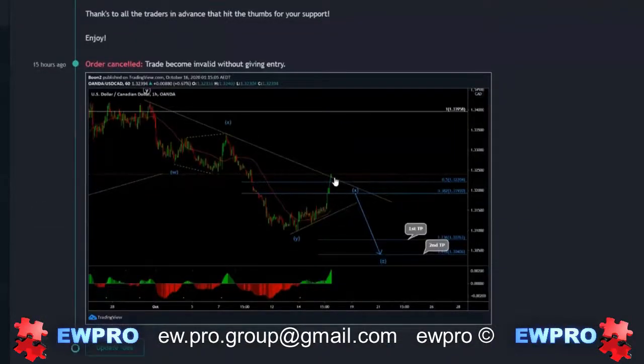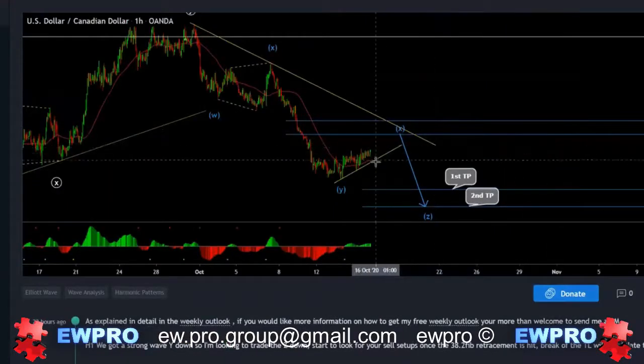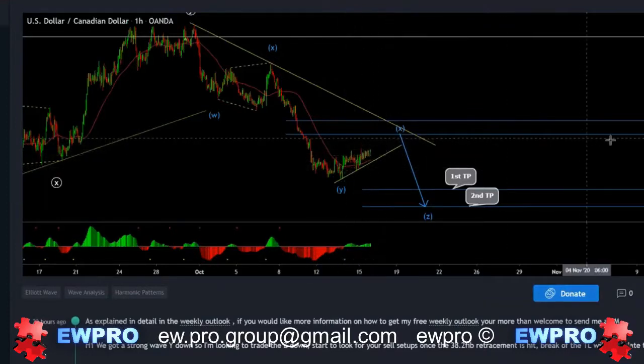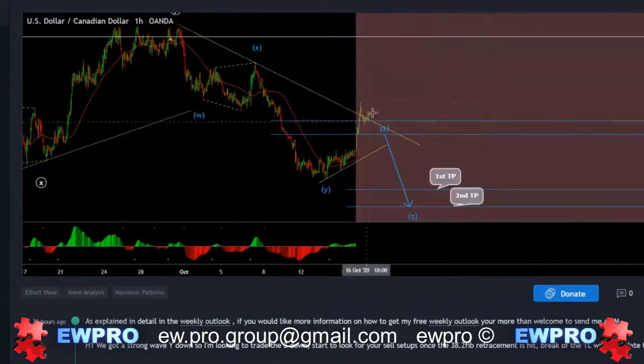it became invalid here. If I go through it, on the H1 we got a strong wave Y down, so I'm looking to trade the Z down. Start looking for your sell setups once the 38.2 fib retracement is hit. Break of trend line will invalidate the trade. So at this stage, I was just looking for a slow, steady move up to here, and then it started to become impulsive, and it did actually break the top.